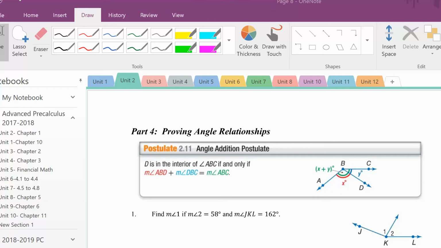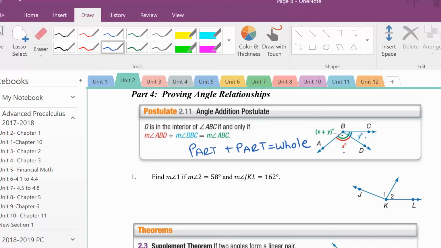Just like we had the segment addition postulate that said part plus part of a segment equals the whole segment, we have the angle addition postulate, which says that if you have an angle and a ray that divides it into two angles, then part plus part equals the whole thing. So once again, the angle addition postulate is part plus part equals the whole thing.